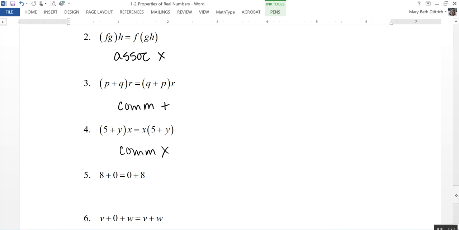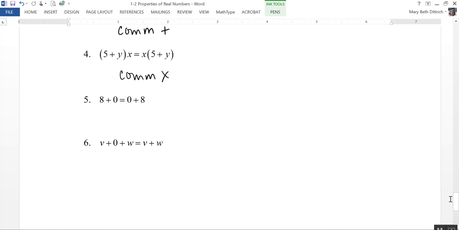Okay. Number 5, I have 8 plus 0 equals 0 plus 8. That, of course, is true. And what's happening is we're using addition and things are moving around. So that's the commutative property of addition.